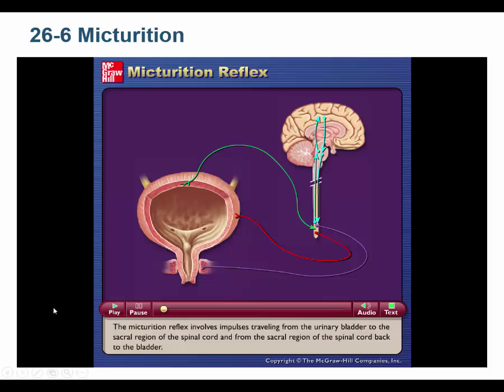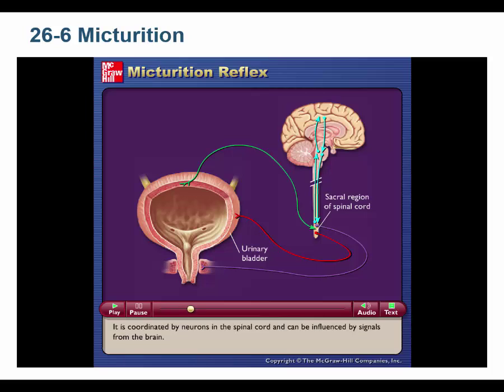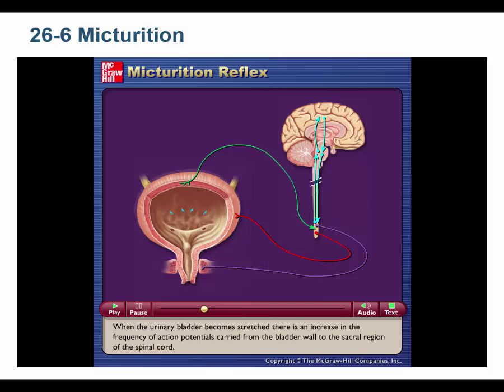The micturition reflex involves impulses traveling from the urinary bladder to the sacral region of the spinal cord and from the sacral region of the spinal cord back to the bladder. It is coordinated by neurons in the spinal cord and can be influenced by signals from the brain. When the urinary bladder becomes stretched, there is an increase in the frequency of action potentials carried from the bladder wall to the sacral region of the spinal cord.